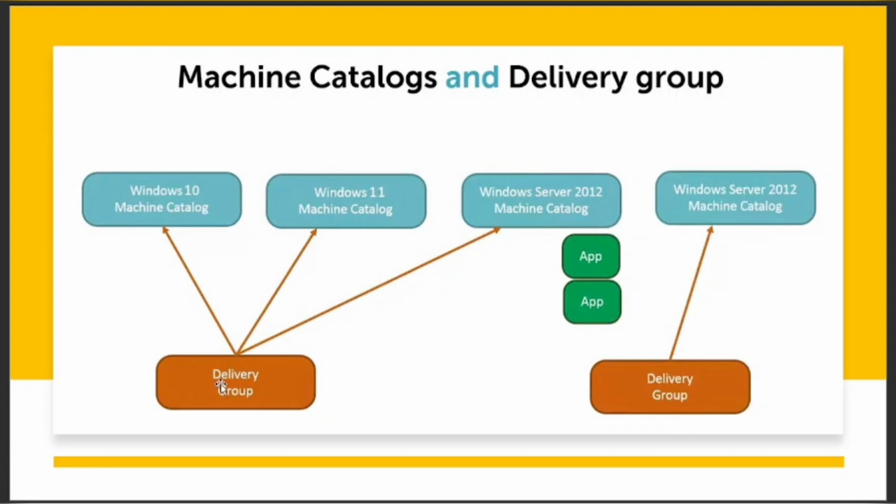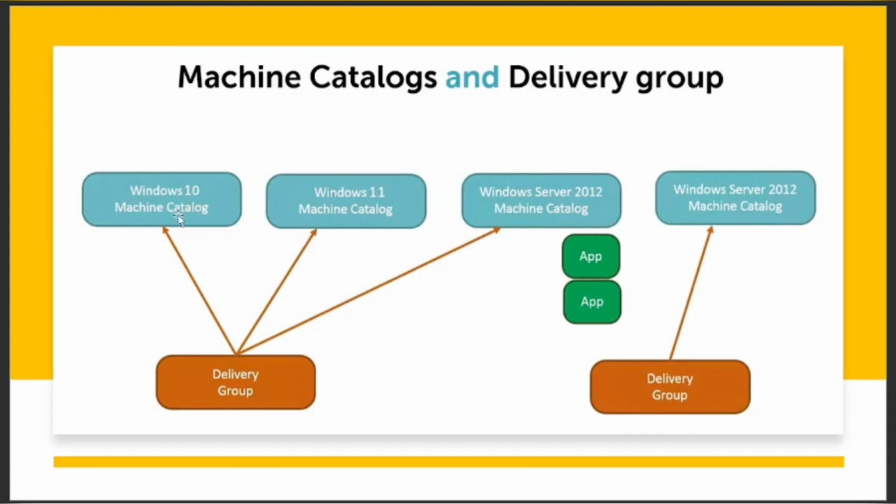Let's say this delivery group has 10 users, and those 10 users need access to all the machines we have: Windows 10, Windows 11, and Windows Server 2012. So we will create a delivery group. Let's say it's an HR group. We will add all 10 users to that group on the Active Directory domain controller, and then we will assign that HR group to this delivery group, and the HR group will have access to all these three machines.